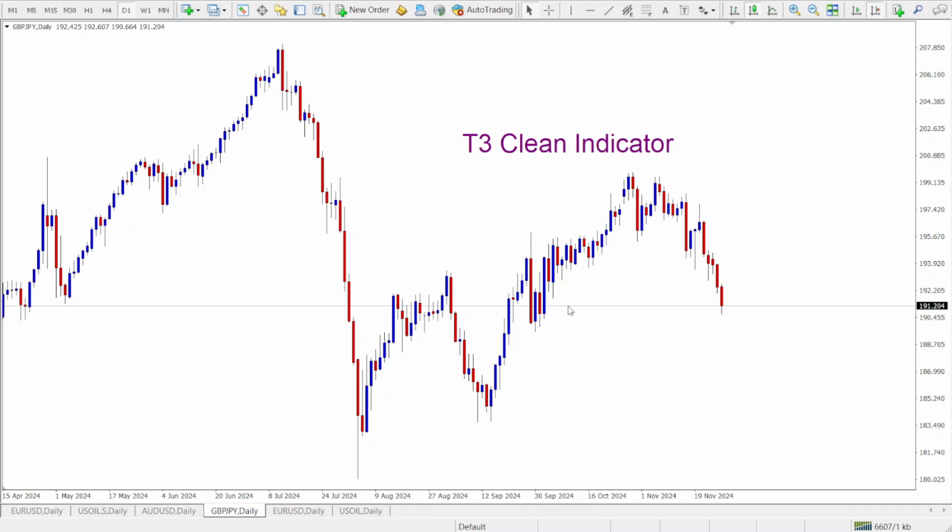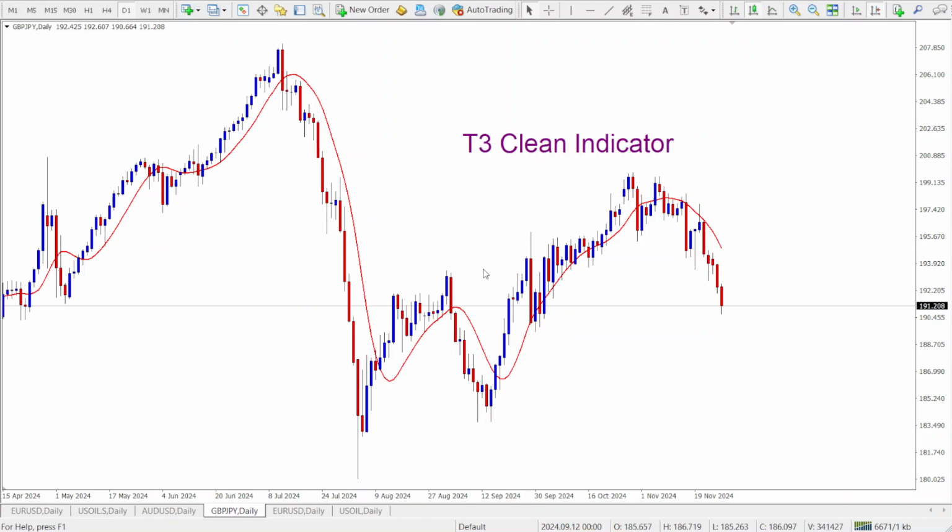It is a custom indicator, so you need to download it from an external site and add it to your indicators library before you'll be able to make use of it. So this is how the indicator looks. It actually is an advanced version of the traditional moving averages. All right, as you can see, it resembles the moving averages that you know.